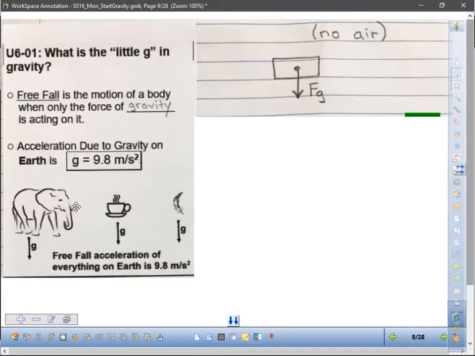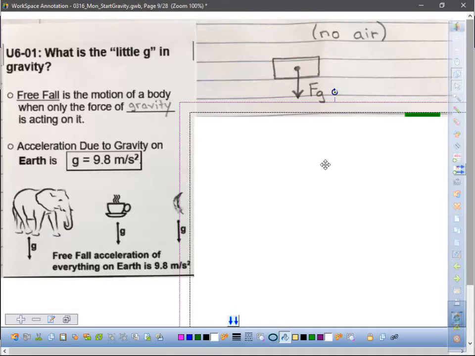So technically, if you have these three objects all in free fall, for example, an elephant, a cup of coffee, and a feather, if you drop all three of these, or you toss them all up in the air, all three of these will fall the same way as that ball that I showed you in the video. The elephant will go up, stop, and come back down. The cup of coffee will go up, stop, and come down. The feather will go up, stop, and come down. As long as they're in free fall, that's the tricky thing.